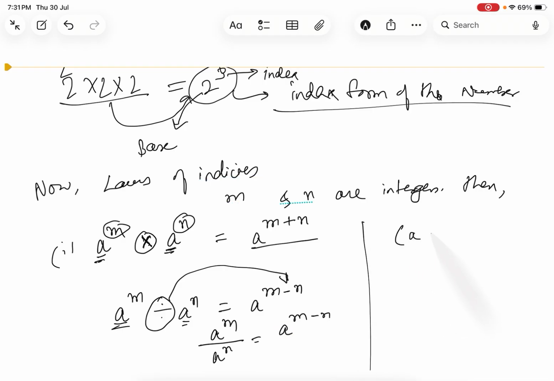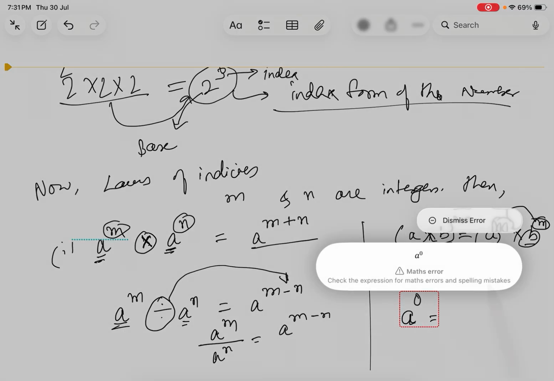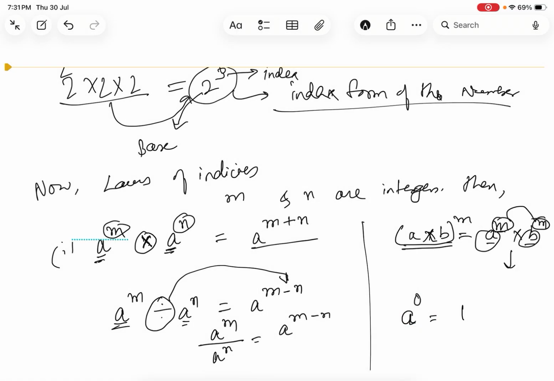Next you have a times b whole power of m. Now here you see the base is a into b, a times b. Then you can write it as a to the power of m multiplied by b to the power of m. Both the indices are same but the bases are not same, so you cannot add or subtract the powers because your bases are not same. A to the power of 0: any number raised to the power of 0 is always equal to 1, right?